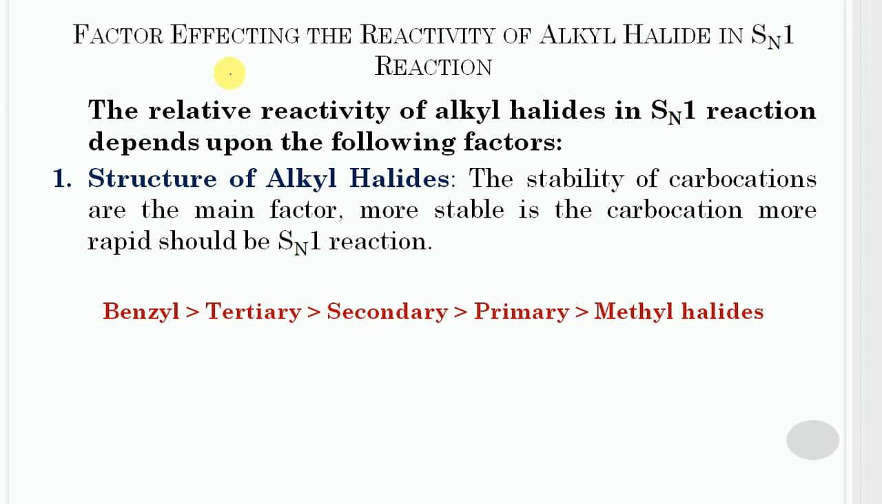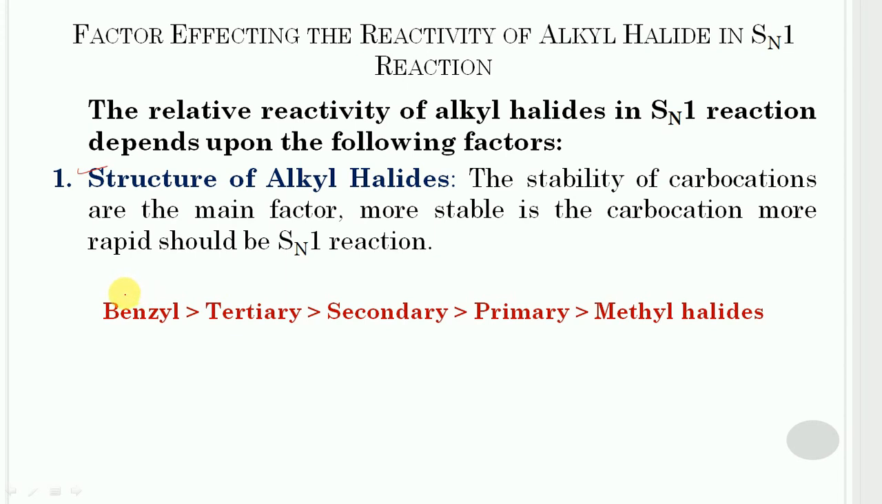Next are the factors affecting the reactivity of alkyl halide in SN1 reactions. The first one is the structure of the alkyl halide. As we already discussed, the SN1 reaction involves the formation of a carbocation intermediate. Therefore, the more stable the carbocation formed, the more rapid the SN1 reaction should be. The relative stability of the carbocations follows the following sequence.